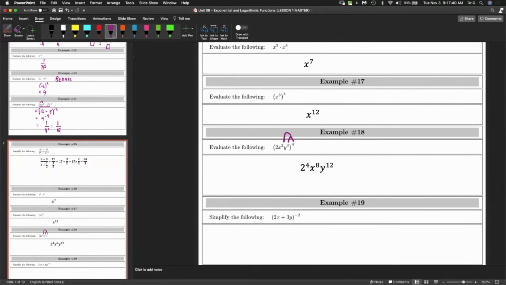But the 4 here might not be obvious to you, so let me clarify what happened there. The 2 here actually has a 1. It's 2 to the 1. So you're doing 4 times 1. That's how you get 2 to the 4 here. And then, nothing to do with the variables, but the coefficient, you could expand that out as 2 times 2 times 2 times 2, or 16. So there's the answer to question 18.